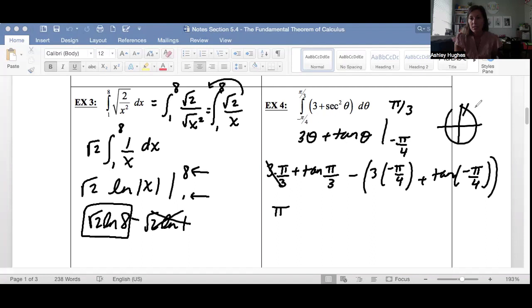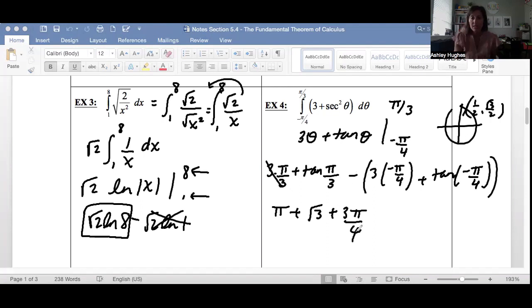What's the tangent of pi over 3? Pi over 3 is here, and my x is 1/2. My y is root 3 over 2. Tangent is y over x, so it's root 3 over 2 over 1/2, so it's root 3. This would be plus because of negative 3 and a negative pi, that becomes plus 3 pi over 4.